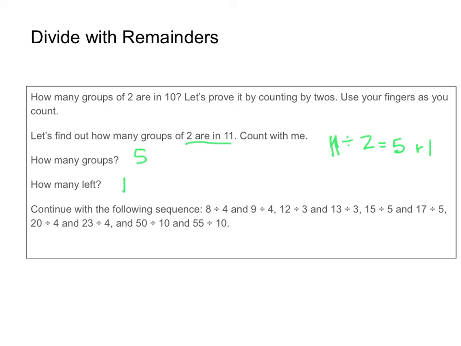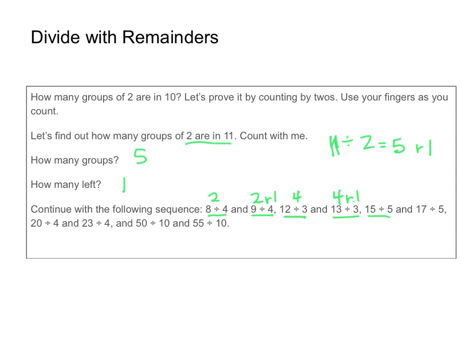All right, we're going to do the same thing. We're going to continue counting on our fingers to do this. So we're starting here with 8 divided by 4. Well, 4, 8, that's 2. But now we've got 9 divided by 4. Well, we have 2 groups of 4, and we have 1 left over. 12 divided by 3. Let's count by 3s on your fingers. 3, 6, 9, 12. Well, that's 4. So 13 divided by 3 is going to be 4, but we've got 1 left over.